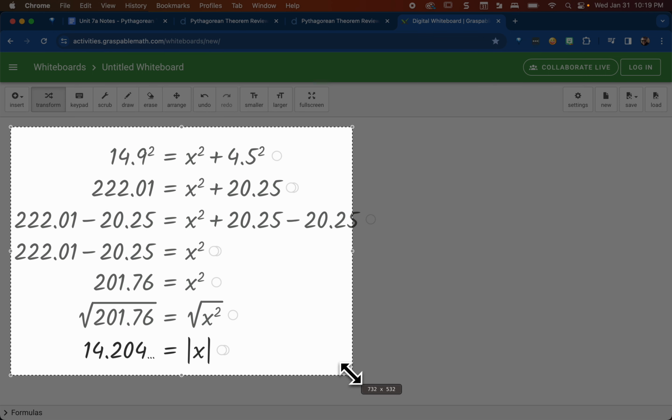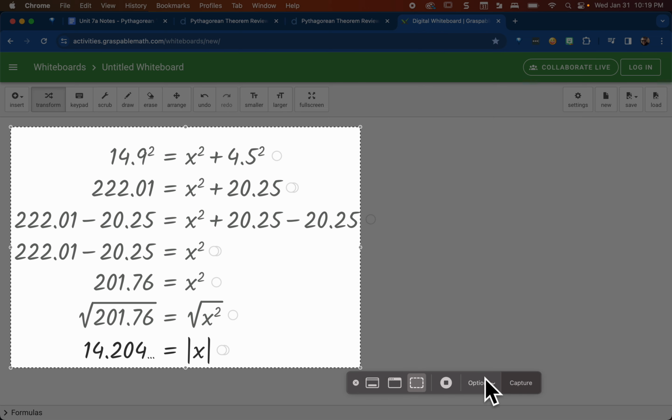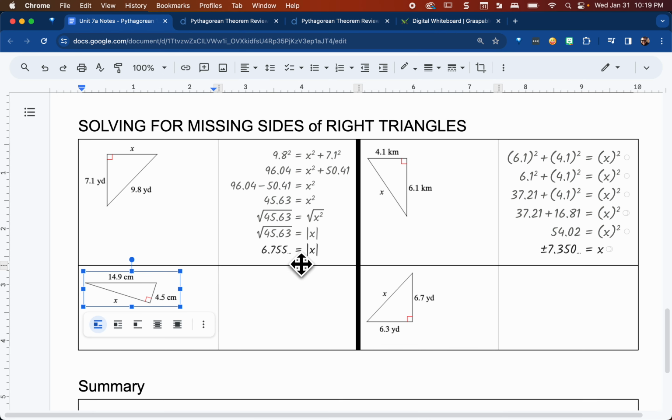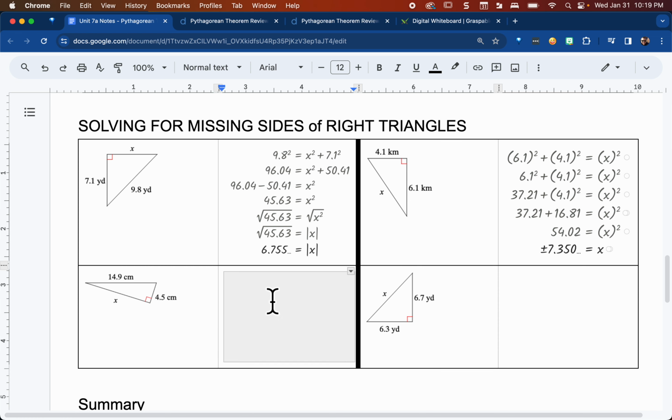We got a lot going on here. Let's highlight it so we can screen capture, take a picture, and put it in here. And if I think about it, 14.204 makes sense because the hypotenuse is almost 15. This x is close to the hypotenuse, but not quite. And so 14.204 makes sense in terms of the number being one that would fit there.